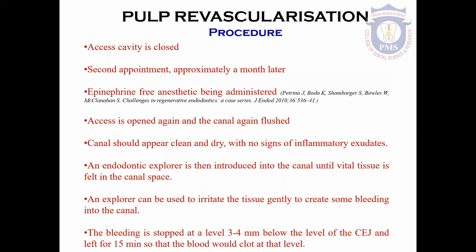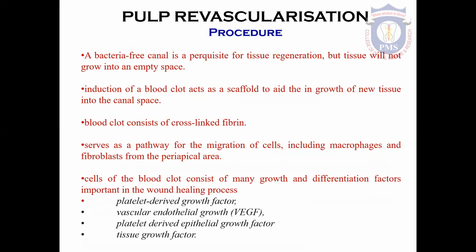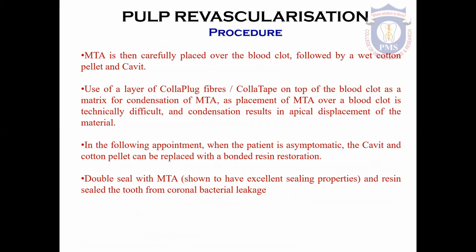And an explorer can be used to irritate the tissue gently to create some bleeding into the canal, and the bleeding is stopped at a level 3 to 4 millimeters below the level of the CEJ and left for 15 minutes so that the blood would clot at that level. Then MTA is carefully placed over the blood clot, followed by a wet cotton pellet, and the cavity is sealed.